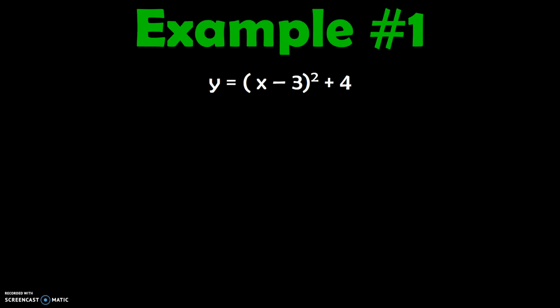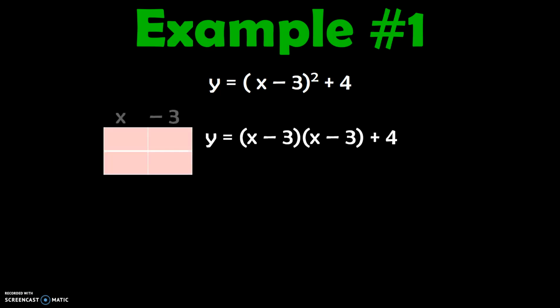If you think back to unit 4, we learned about these types of problems. When we have this squared, we simply write it twice and then multiply. So I'm going to rewrite this as y equals x minus 3 times x minus 3 and then a plus 4 at the end, which means now I like to do the box method. Since it's the same thing, we're going to put x minus 3 on the top, x minus 3 along the side, and fill in the boxes appropriately.